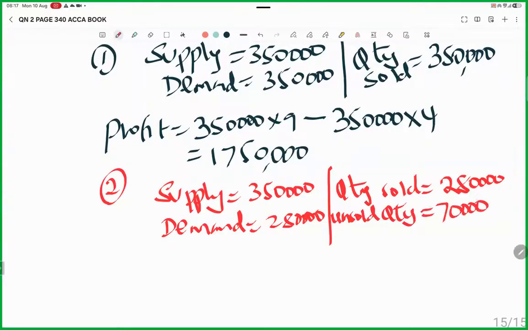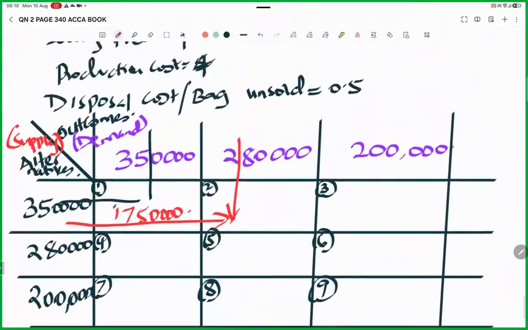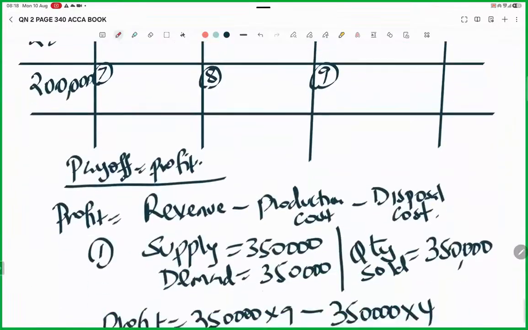So then, ladies and gentlemen, look at how we shall get our profit. So our profit here will be the revenue, which is based on the quantity that you sold, 280,000 times 9, minus the cost. Cost is always based on the quantity supplied. What were you able to supply? So what I was able to supply is 350,000 times what here? We know the cost of supplying is 4. We wrote this here, the production cost, same as supplying cost.